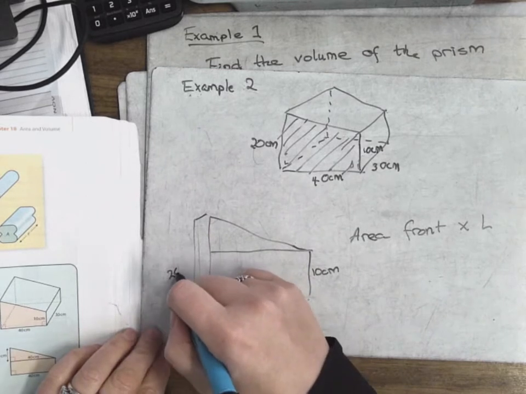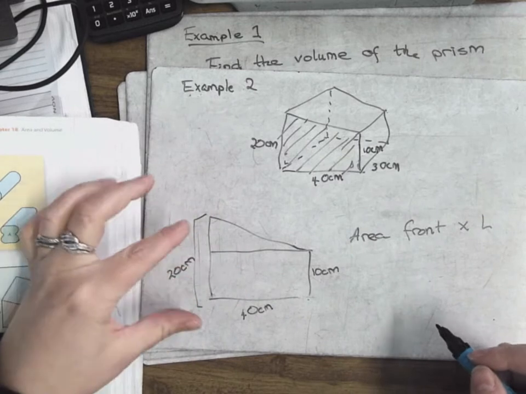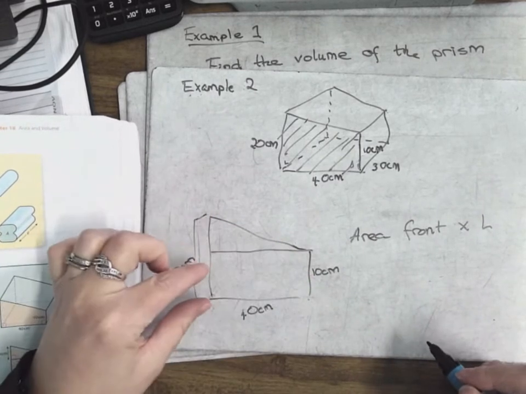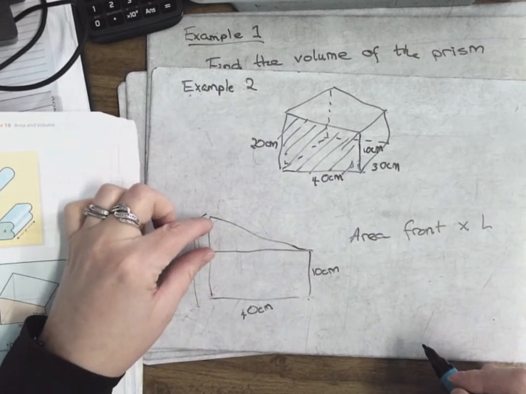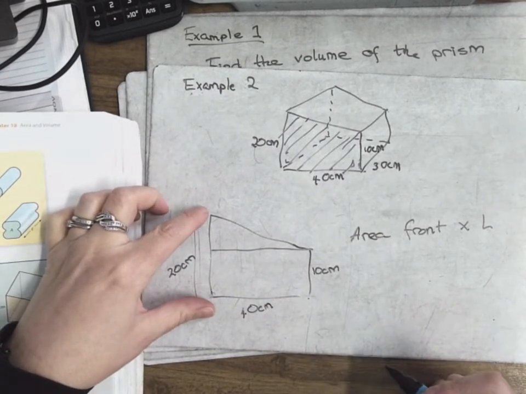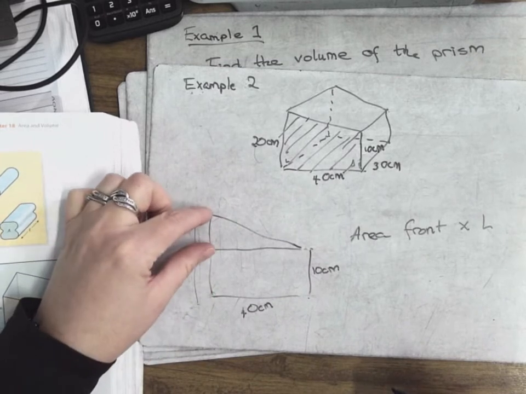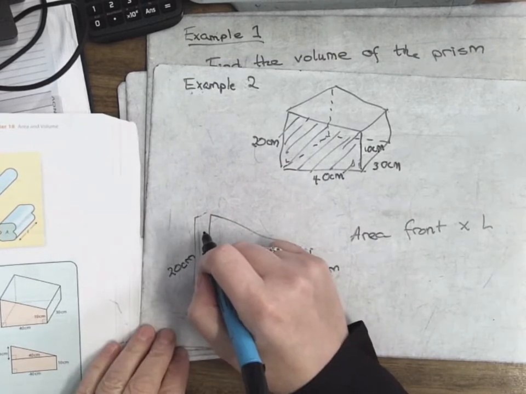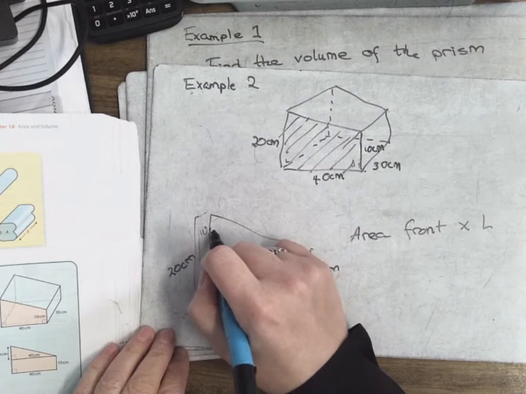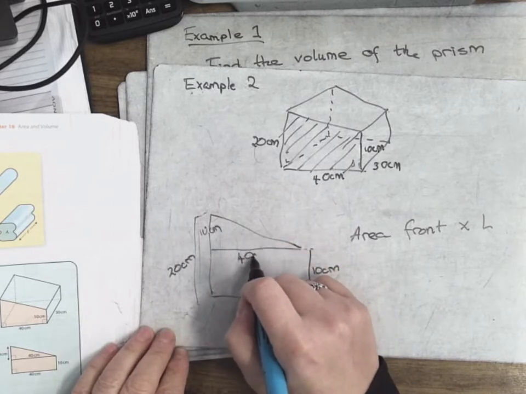Okay, now I want to split the measurements up for the triangle. So if the whole lot is 20 and from here to here is 10, what's from here to here? So the whole line measures 20. This from here to here measures 10. So what's the top bit measure? 10. So this one up here is 10 centimeters also. And this one, this is a rectangle, so this is 40 centimeters.